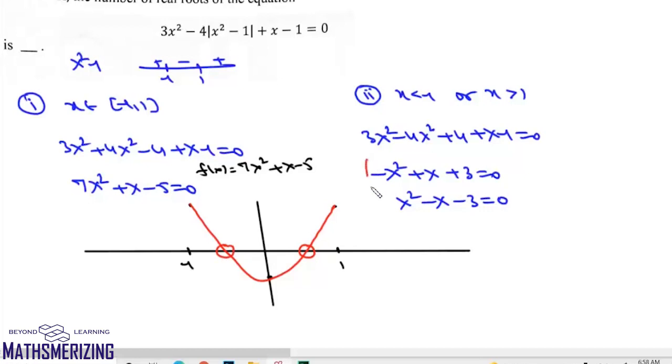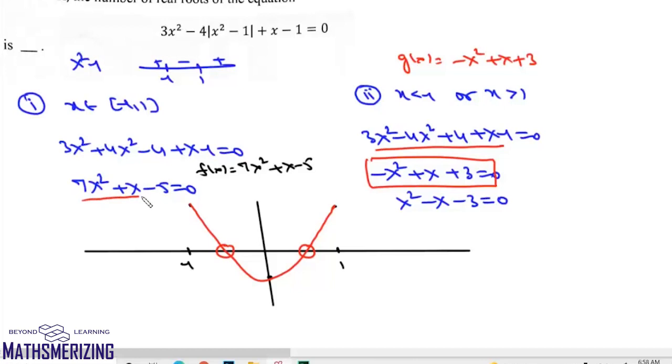Now for the second function, we'll consider this as some function g(x), which is minus x square plus x plus 3, because this is what we have got after simplification. So after simplification, the first equation is 7x square plus x minus 5 and the second one is minus x square plus x plus 3.